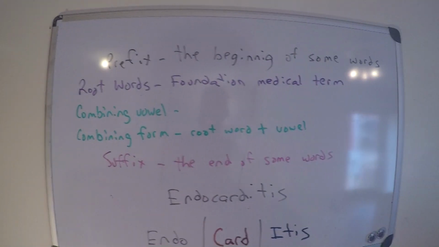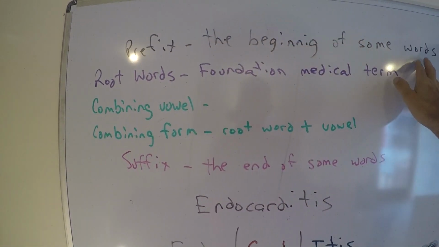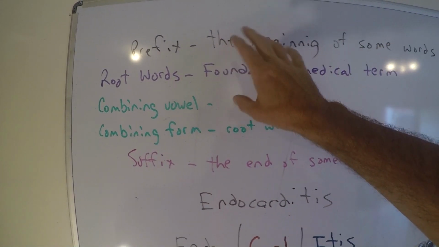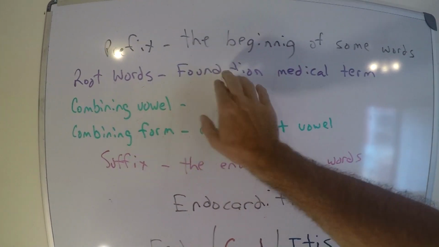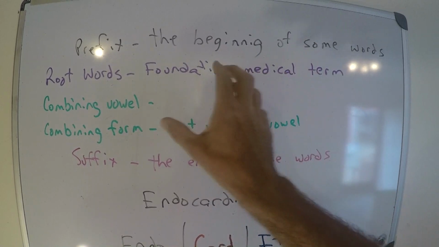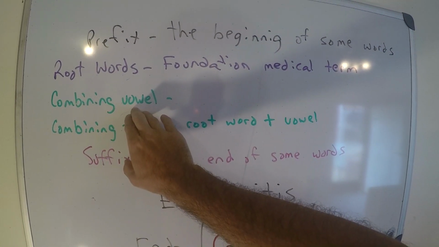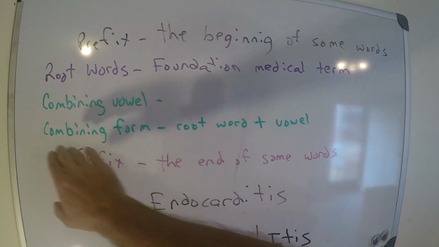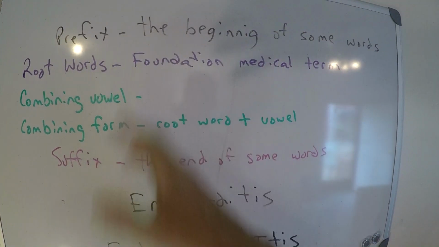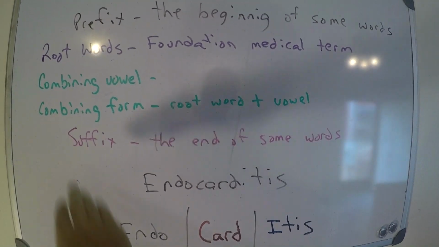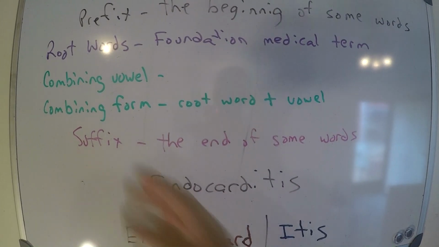Guys, so we're going to wrap this video up. We've talked about prefixes, which are the beginning of some words. Remember, all root words do not have prefixes. We talked about the root word being the foundational medical term, and that's what we're learning, medical terminology. We talked about combining vowels, and most of them are an O. We did not talk about a combining form, but that's just the root word plus the vowel. We'll get into that more later. We talked about the suffix, the end of some words. Remember, all root words don't have to have suffixes.